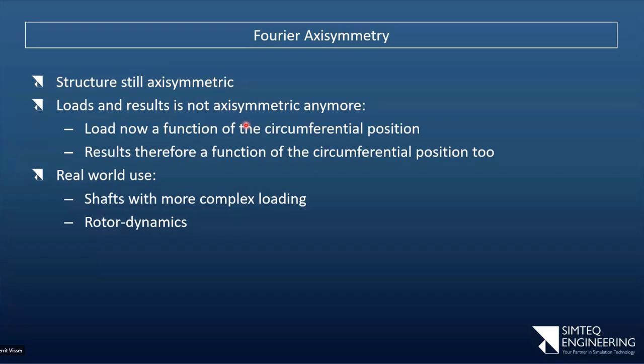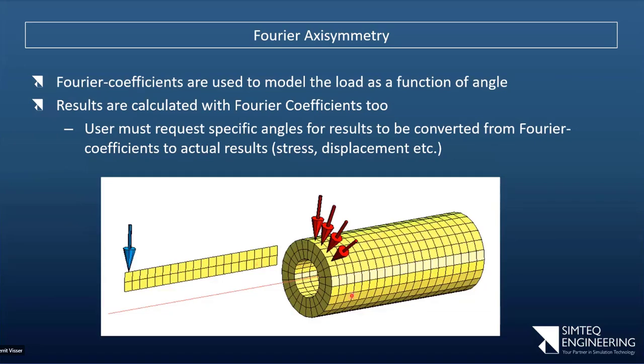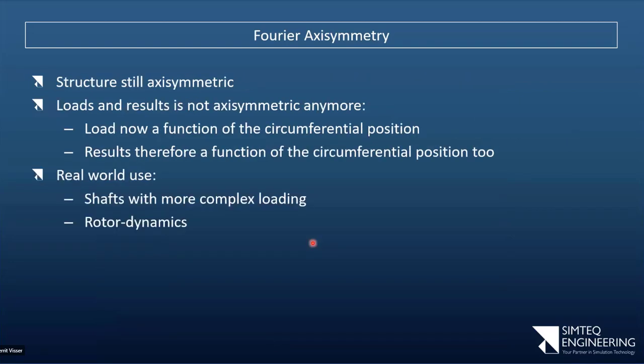But one of the issues that we now have is the results is therefore also a function of that circumferential position. So what this allows us is more complex loading on structure, something like a pulley on a shaft where the load is applied similar to this in one direction. If I've got a belt running along there, the load is in this direction, but not all the way around. And the other one is we can now do rotor dynamics on more complex structures than we can do with simple beam models. Okay, so that also allows movement out of the plane.